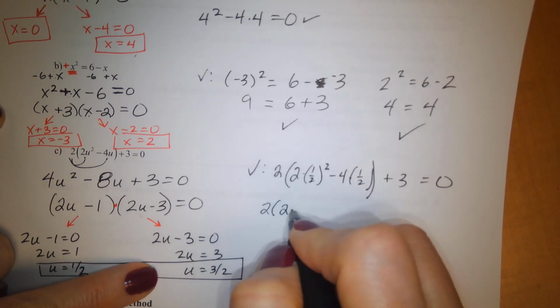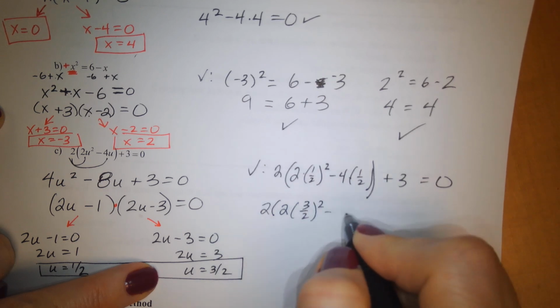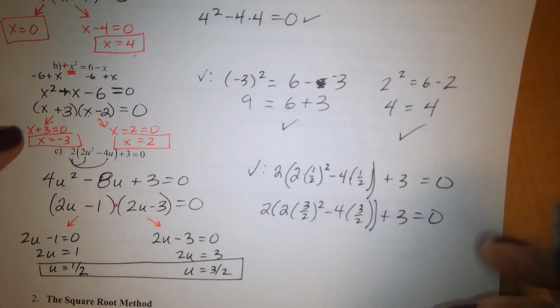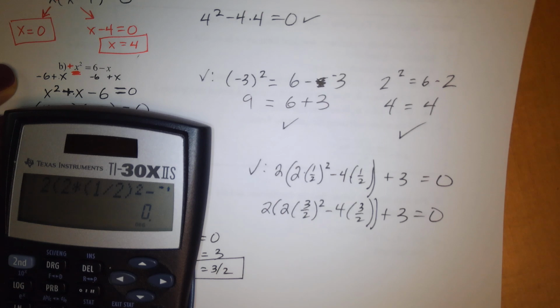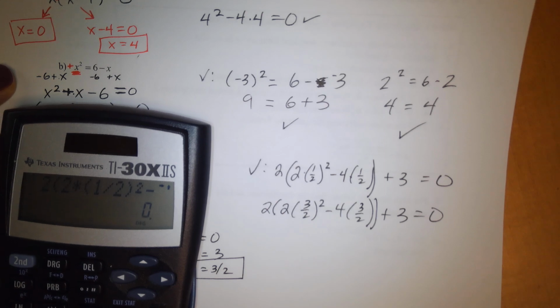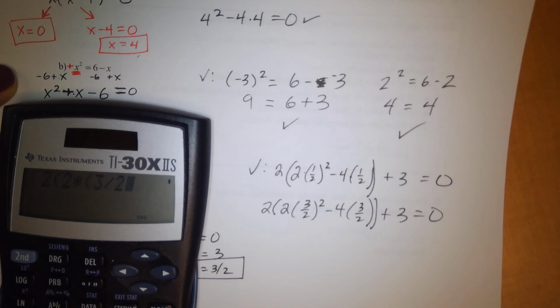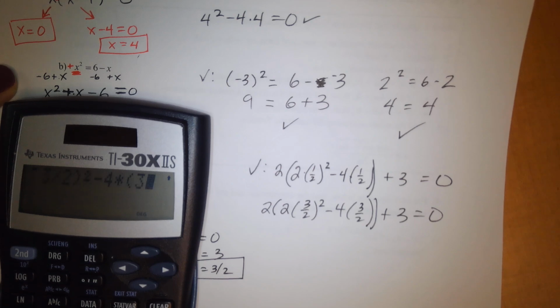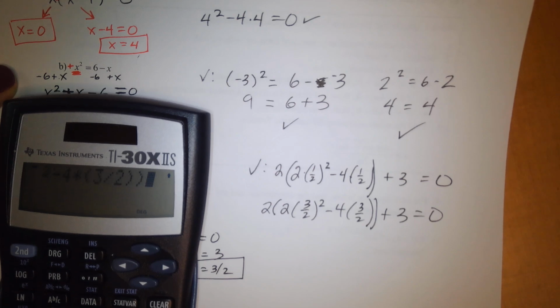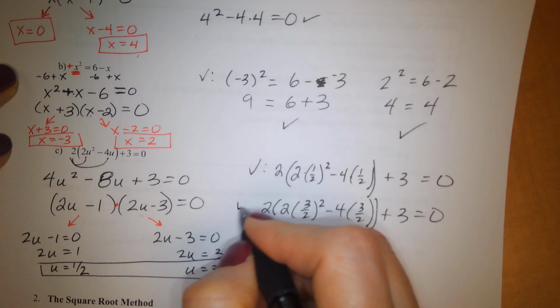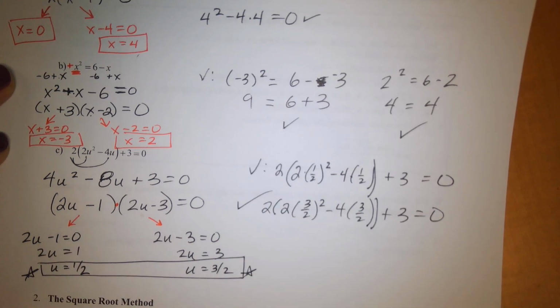2 times 3/2 squared minus 4 times 3/2 plus 3. Two times 3/2 squared minus 4 times 3/2 plus 3 equals 0. So they both check out. So these are indeed the answers.